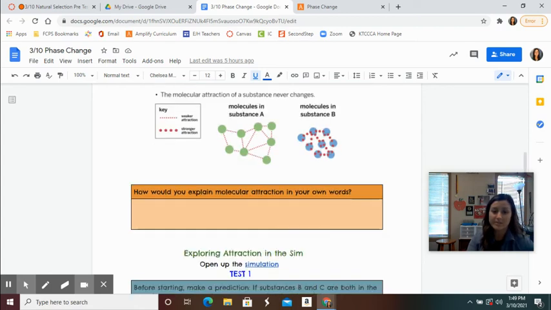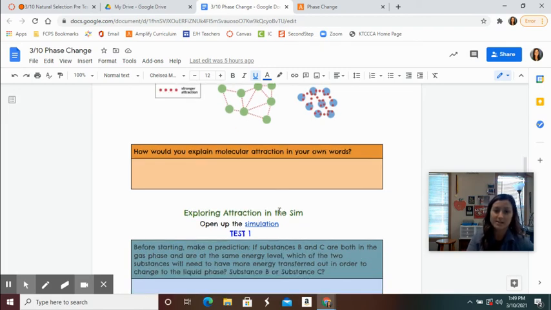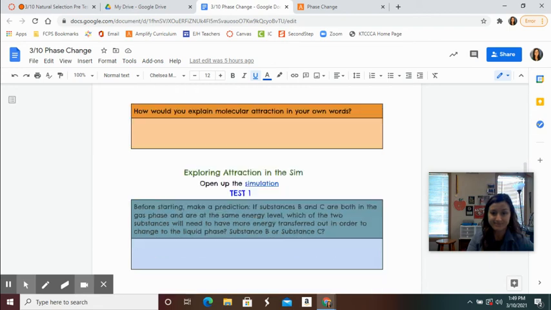And so before you move on to the simulation, though, you're going to explain what molecular attraction means to you in your own words, and you can use those pictures that I have up here and kind of your thoughts on some of the activities that we've already done. And then in the sim, if you have it closed, there's another link. You're going to make a prediction before you start.